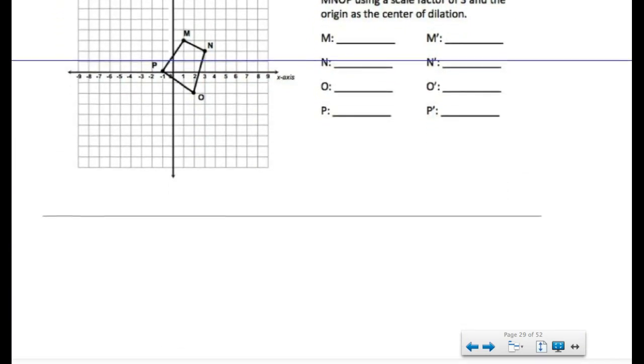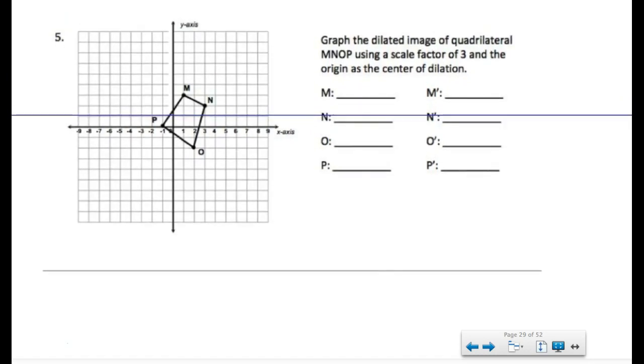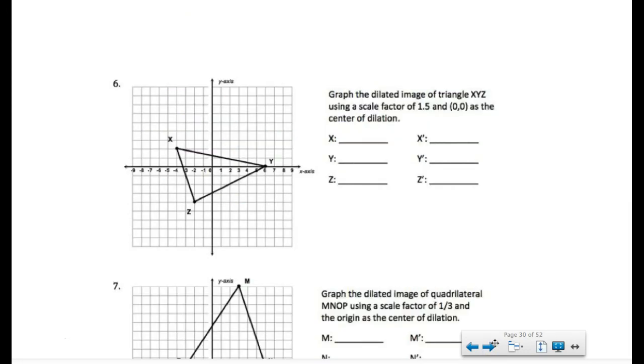All right, so on number 5, I don't think we need to do number 5. Again, you just write down all of the coordinates, multiply each by 3, replot, and you're going to see this thing expand out and get 3 times as large. Let's move on to another one.